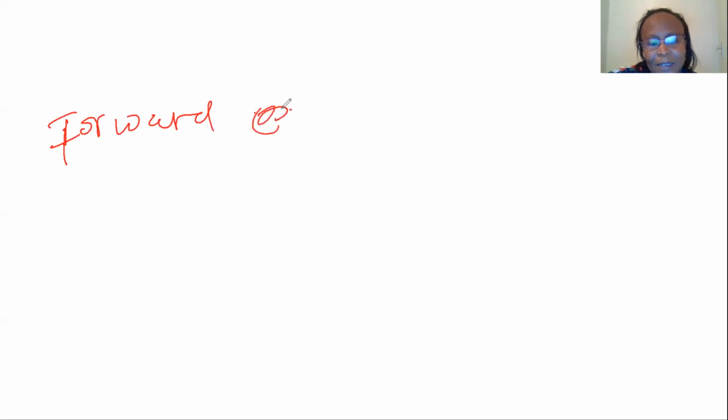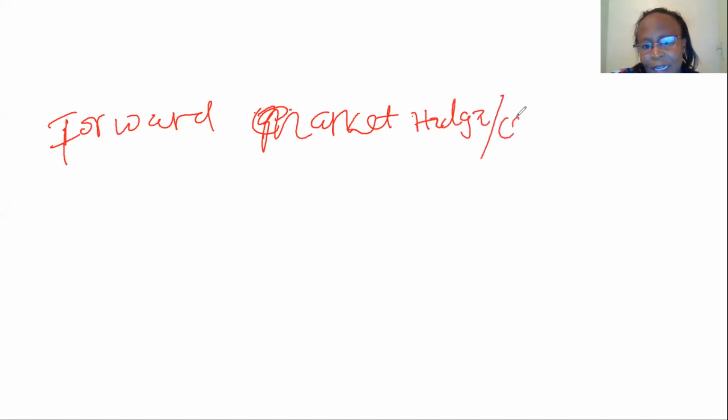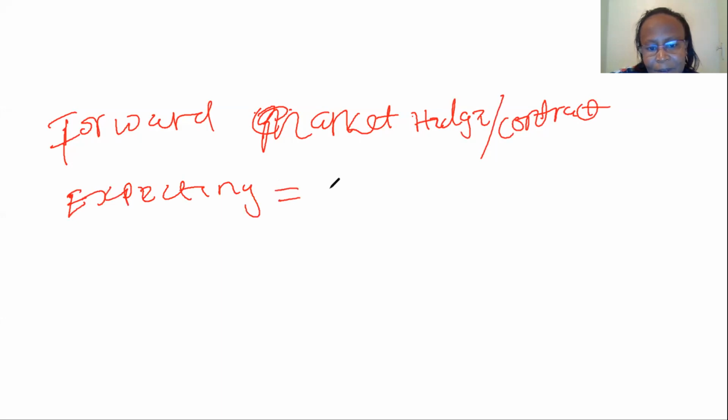So when you talk of forward exchange rate or forward market hedge or forward contracts, some books will call it market hedge, other books will call it forward contracts. You go to the bank. Let's assume a company in Kenya is expecting a payment of 10,000. I like using an example with round figures, 10,000 US dollars by 31st September.